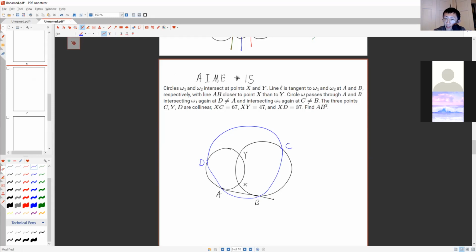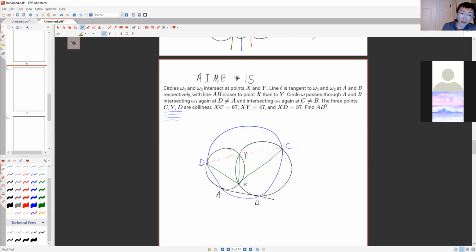So it might take a couple of tries to draw it accurately so that you can somehow fudge around the points so that C, Y, and D are collinear. But let's just say we already tried a few times and failed to draw it accurately, but now we have somewhat succeeded. So it says, we need to find AB squared. We're given the lengths of XC, XY, and XD.